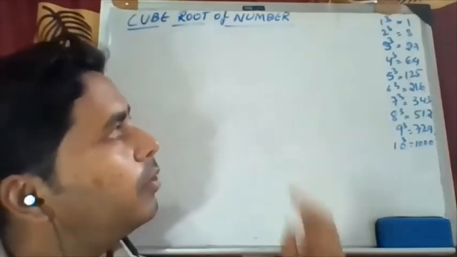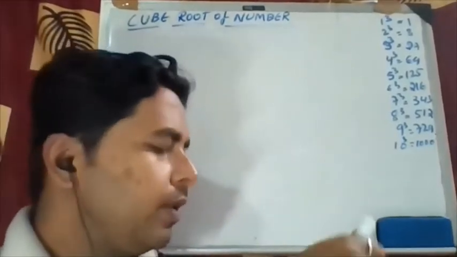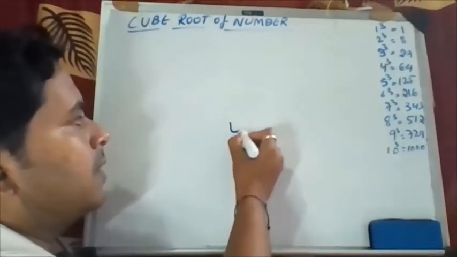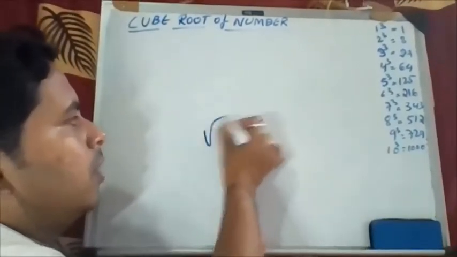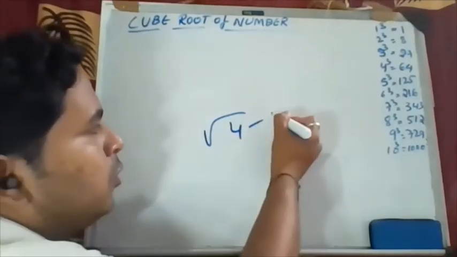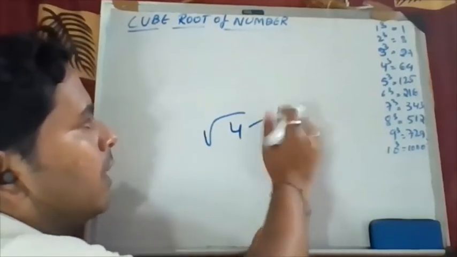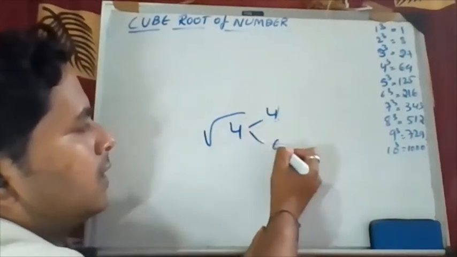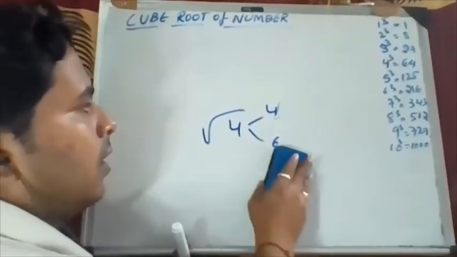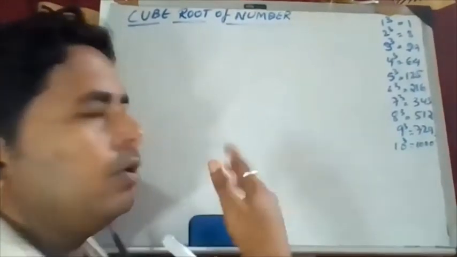Here you have to observe, like we saw while explaining the square root. As I said, if the unit digit is 4, then the unit digit of its square root is either 2, 4 or 6. That was the rule we were using. Now here we use it in a different way.